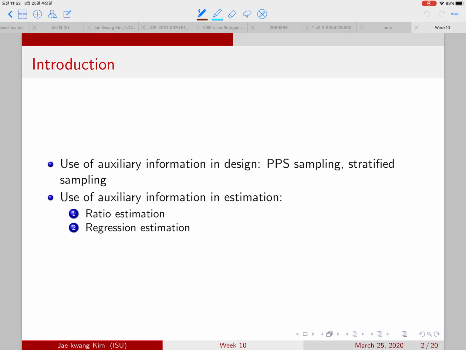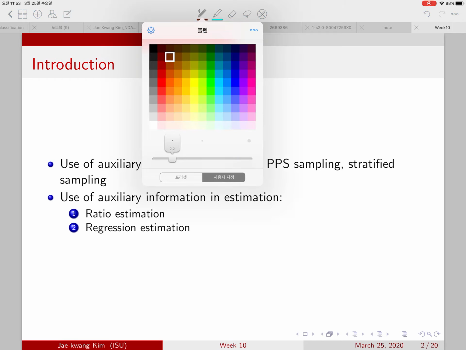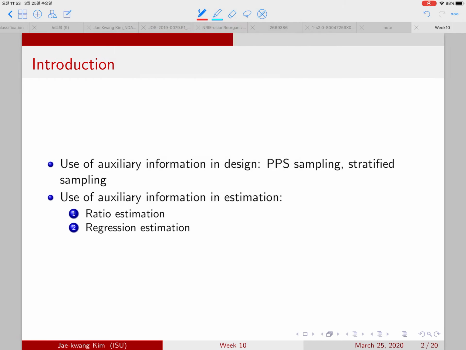So far, we have studied using auxiliary information in the sampling design. Examples include PPS sampling and stratified sampling. In PPS sampling, size measure is the auxiliary information. In stratified sampling, strata information is the auxiliary variable.